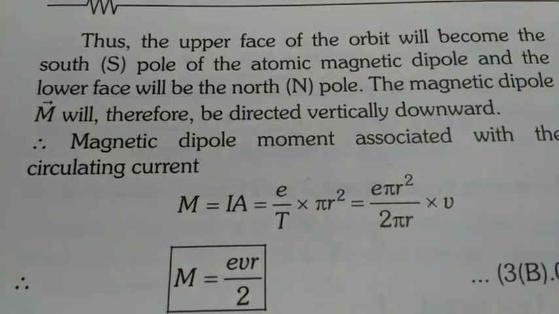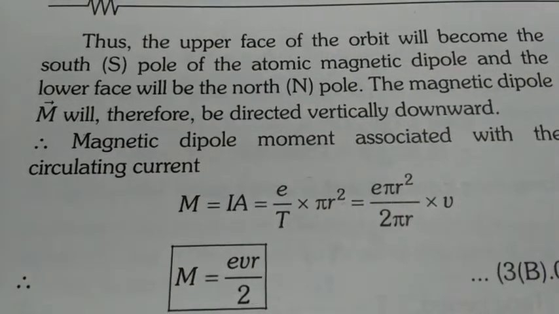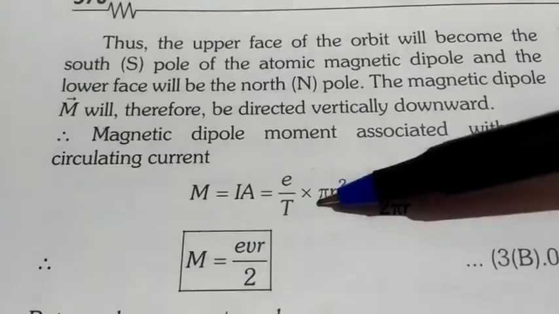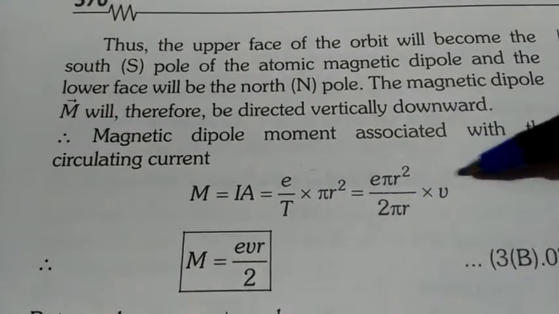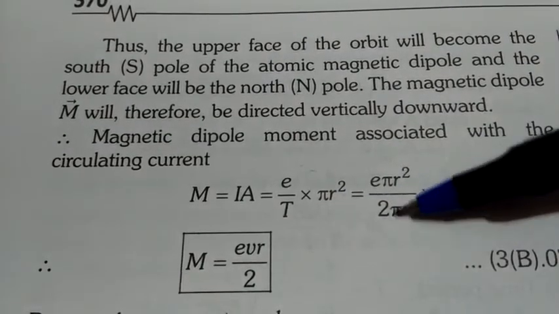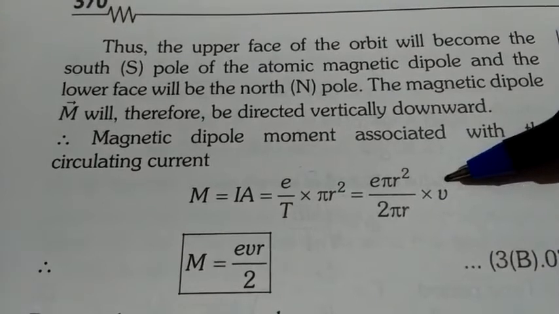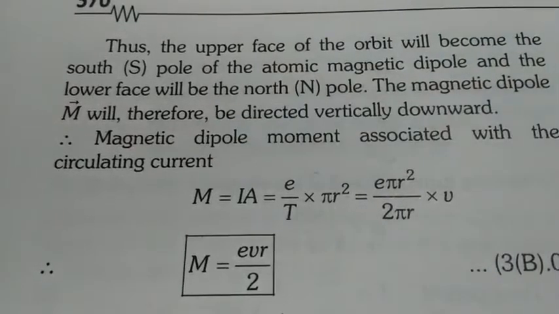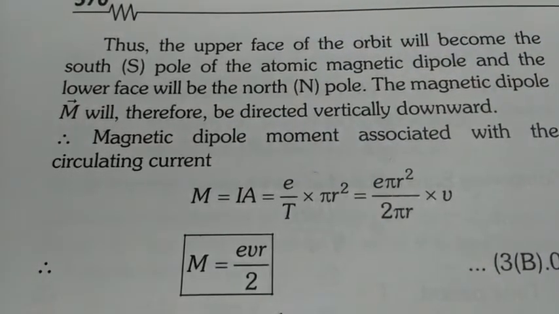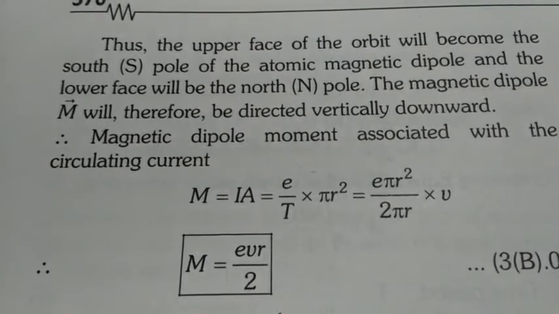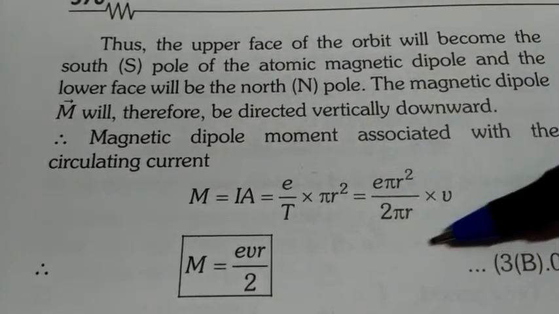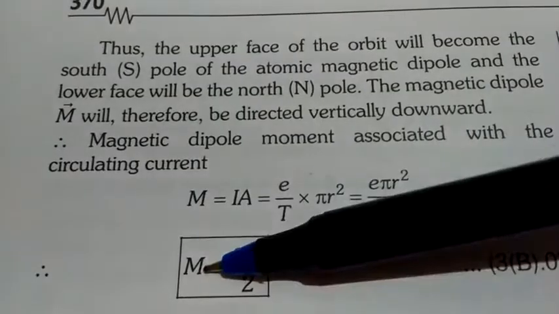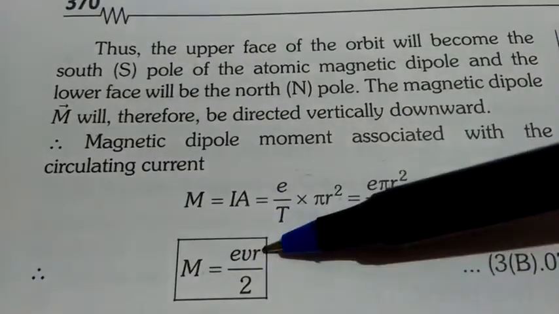Time is what? The formula of time is time equals distance upon velocity. The total distance covered in one revolution is 2 pi r and the velocity is v. When we put 2 pi r upon v, it goes up here. Simply, in place of T, we have put the formula distance upon velocity. When we put the value here, we get this type of equation. Pi cancels, one r cancels. So M, the dipole moment here, is e v r upon 2.